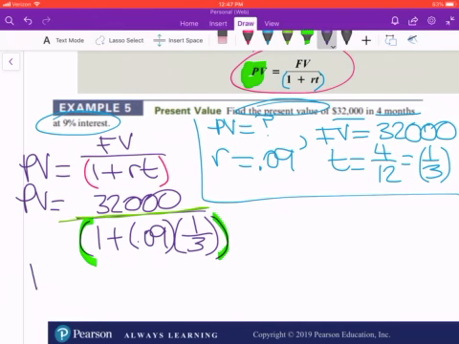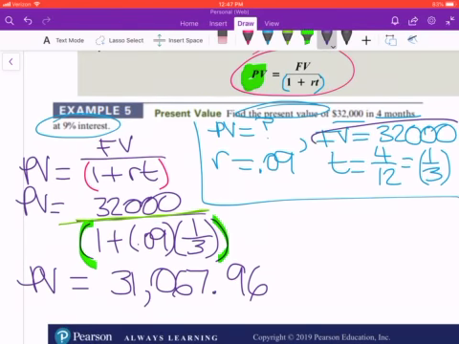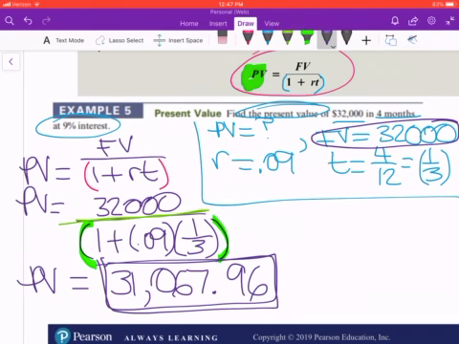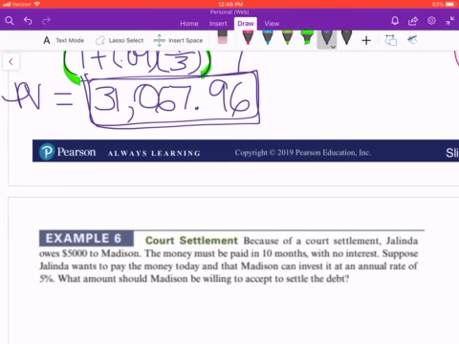So after entering that on your calculator, you should get something such as 31,067 with 96 cents. And so remember, the future value is higher, right? Slightly higher. Present value was that. So this is what was invested at a 9% interest for 4 months. So from $31,067.96, it grew to $32,000. Now let's work on problem 6.